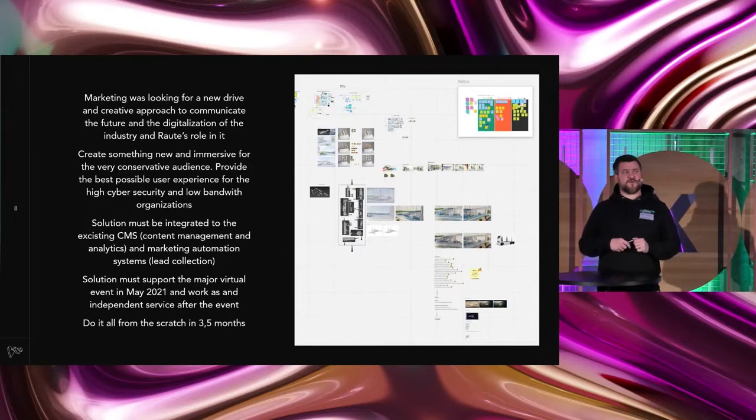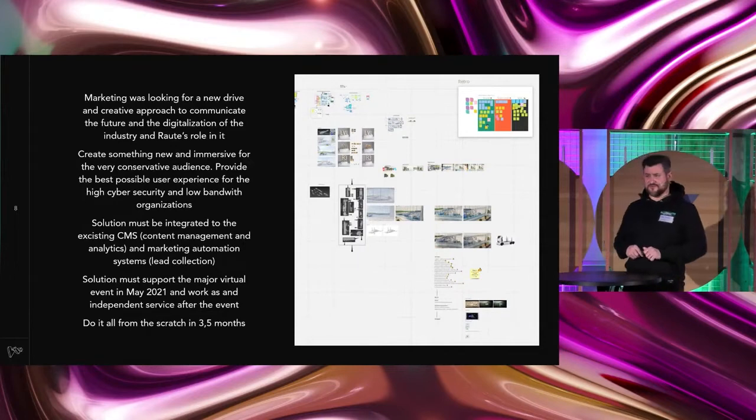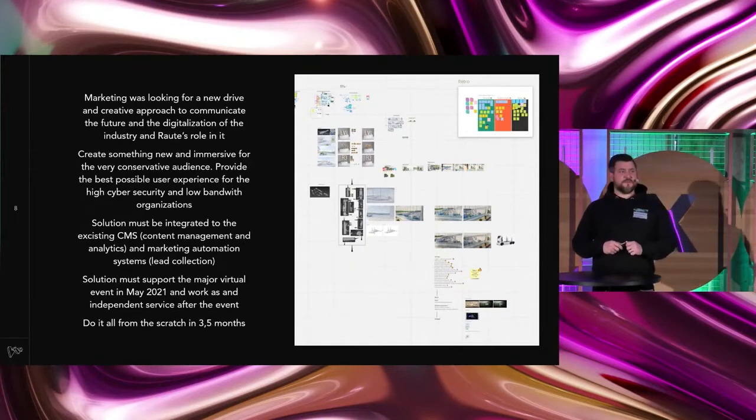This is where the concept should be launched, and after that it should serve as a standalone online service for later use. And I must say that one of the biggest tasks here was to do all of this from scratch in 3.5 months with a given budget. So this was quite a pickle, but a really interesting one.